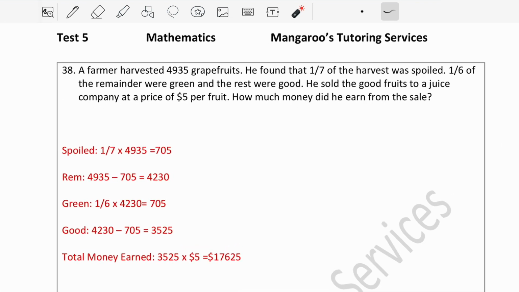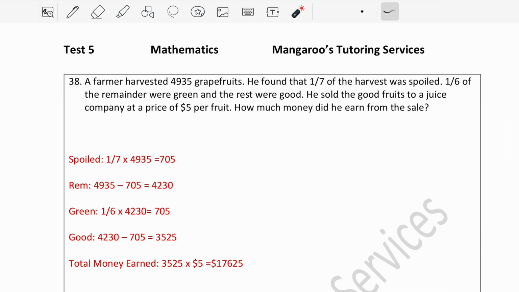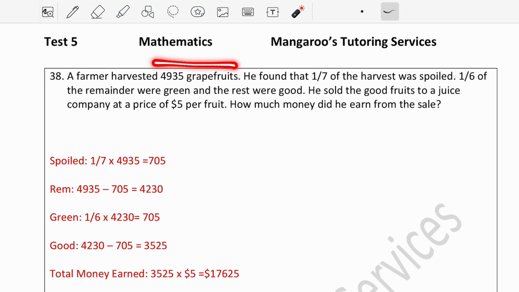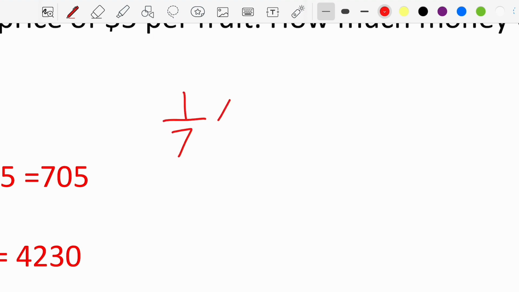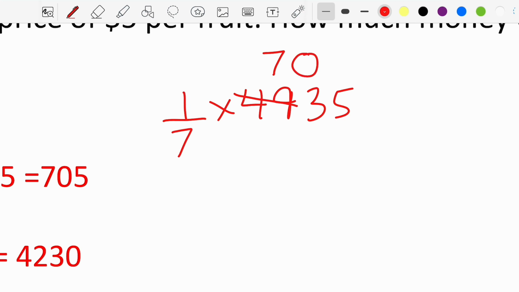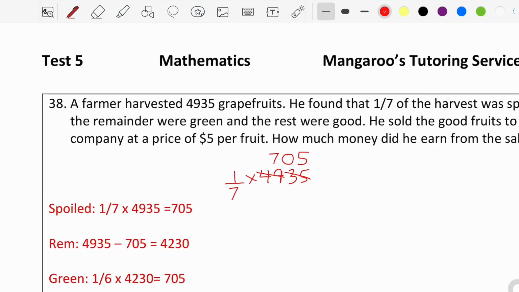Number 5, we have a fractions question. Now remember, for all of the questions in section 3, it's 4 marks. So we have the total number of grapefruits. Let's determine the fraction that was spoiled. So that's 1/7 of 4,935. 7 into 49 is 7. 7 into 35 is 5. So that's 705 that was spoiled, right?